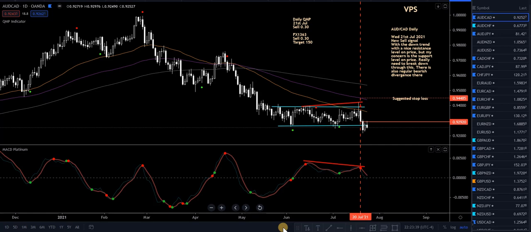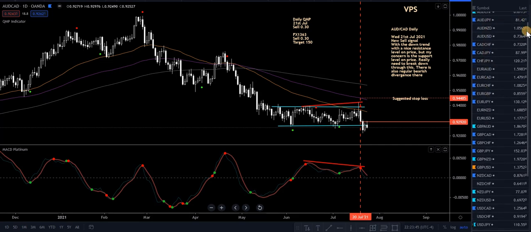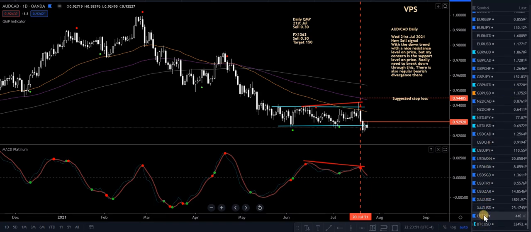Just a bit prettier, a bit tidier. This is my watch list on the right. These are all the pairs I'm looking at on the daily time frame. As you can see, there's a fair few, including a few exotics and a few metals, Bitcoin, US 500, etc. Bit of a mixed bag.